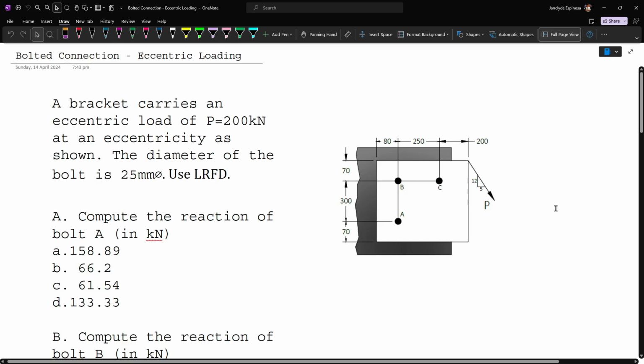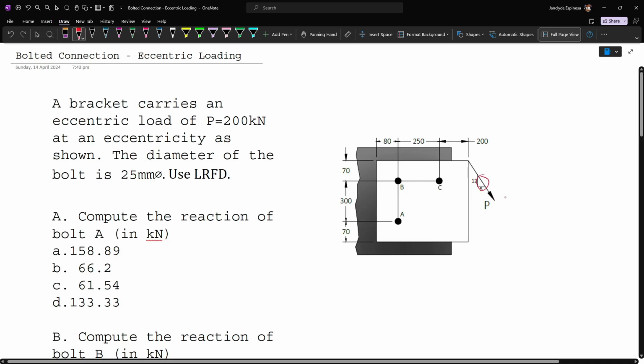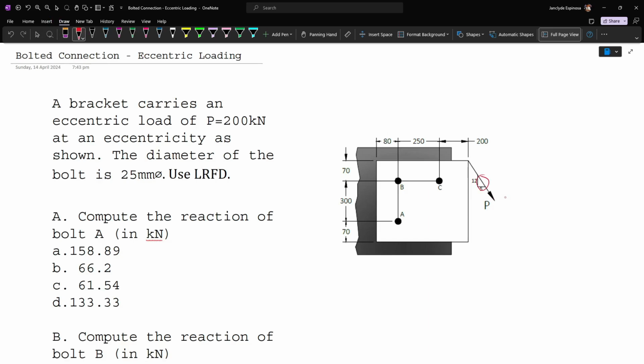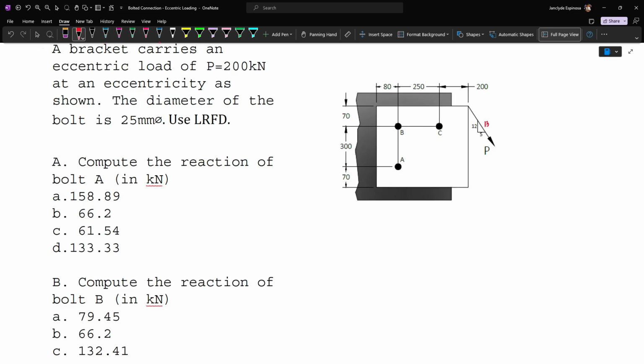And so yung first talaga natin gagawin whenever we encounter this problem is we'll first resolve the components of P. Now, since this is inclined, then this has a vertical component and a horizontal component. Taking the hypotenuse of this triangle, we have the square root of 12 squared plus 5 squared, which is 13. And so let's say this is our vertical component, which is downward, and then we have a horizontal component which is going to the right. Now again, this is 200 kN.